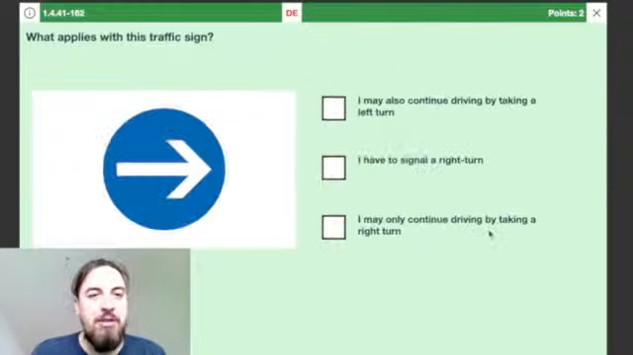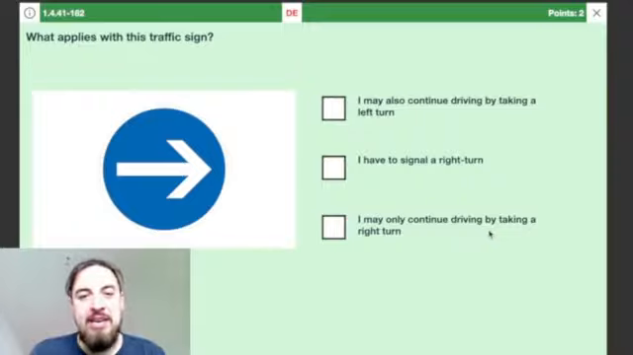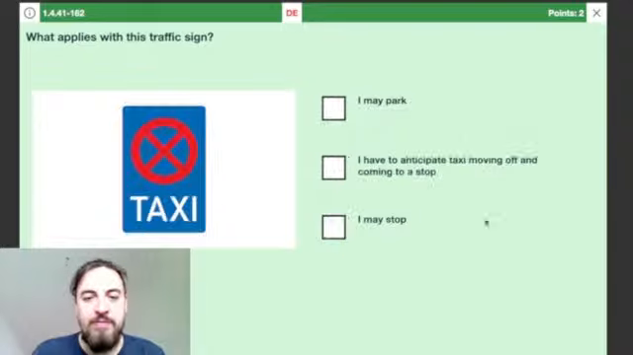Okay, what applies with this traffic sign? I may also continue driving by taking a left turn. I have to signal a right turn. I may only continue driving by taking a right turn. So in that case, our arrow is pointing out to the right in a horizontal position. So in that case, I have to signal a right turn, and I may only continue driving by taking a right turn. Good.